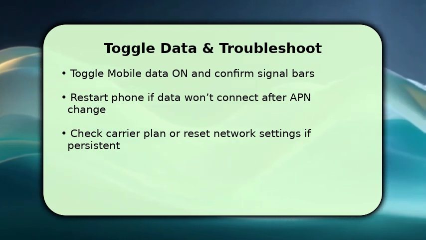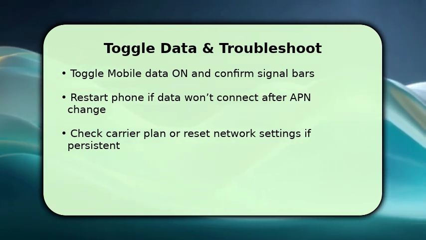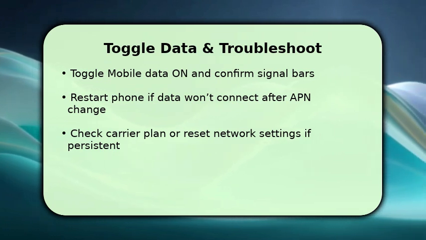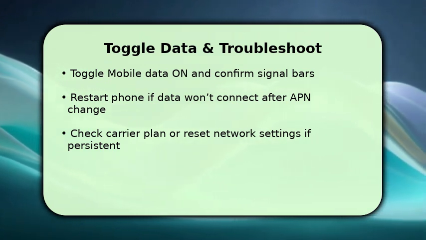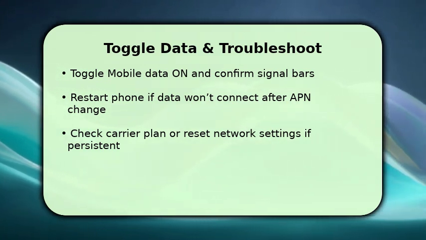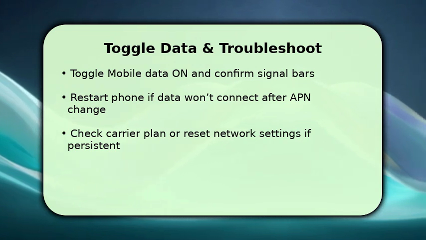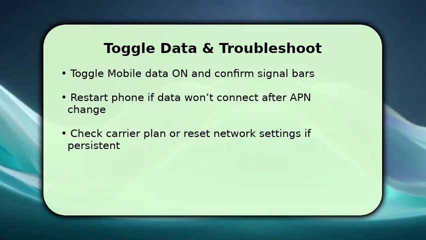If problems persist, verify your carrier plan is active, recheck APN entries, or perform a network settings reset. Doing this restores defaults without erasing personal files. If still stuck, contact carrier support and mention APN.